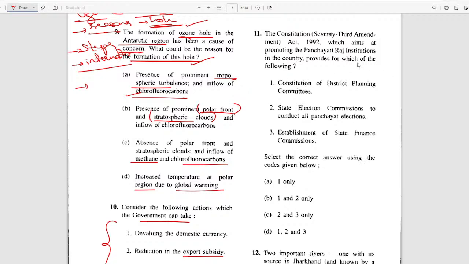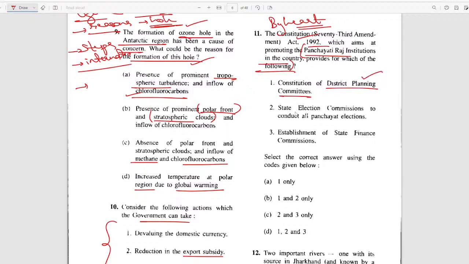Then the 11th question: the Constitutional Amendment Act 1992, which aims at promoting Panchayat Raj institutions in the country, provides for what? So the first thing that you have to take away from this is that the Constitutional Amendment Act is important. You have to almost learn by heart all the important constitutional amendments. For example, if there are important amendments, like Panchayat Raj institutions, go into the details of it. And they are talking about the constitution of district planning committees.